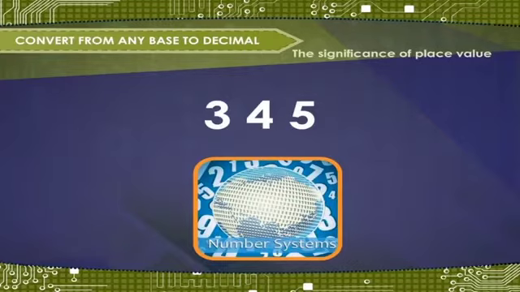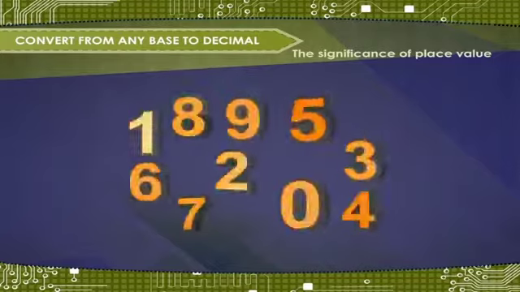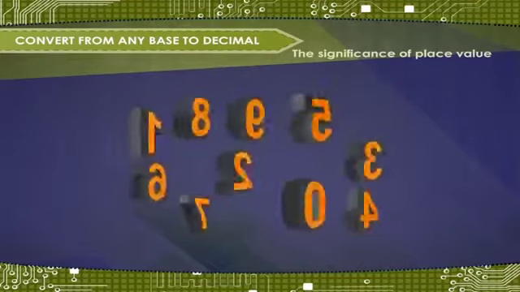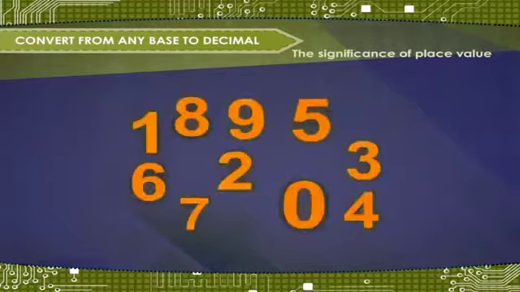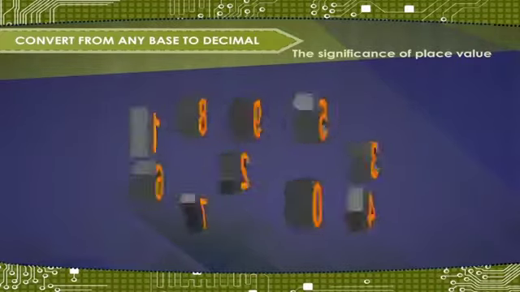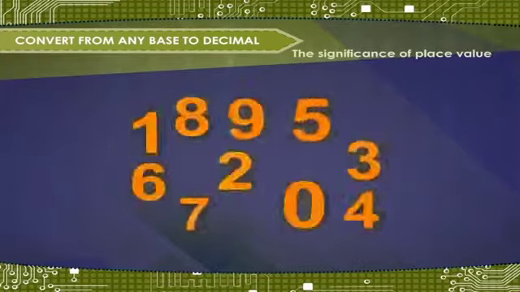This is the same for each number system. The least significant digit has a value of base to the power 0, equal to 1, increasing to base to the power of 1 for the next digit, base to the power of 2 for the next, and so on.